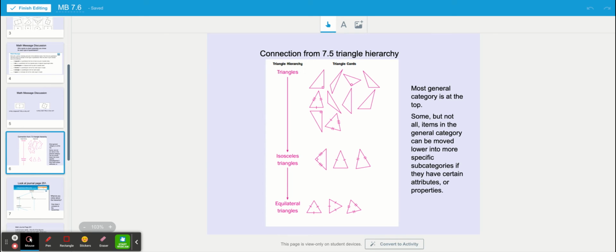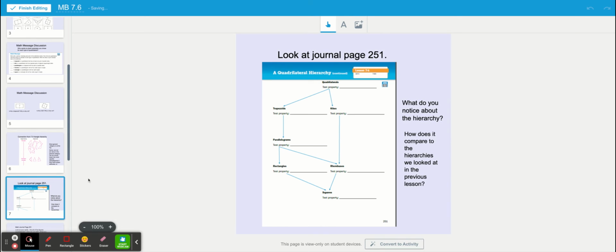Remember, some, but not all items in the general category can be moved lower. Some of them can only be specified as triangles, depending on what your subcategories are. So you want to pay attention to that. You probably get into the habit of wanting to put everything into a subcategory. But as you saw with the triangles, look how many we had that just fit in triangle. So on page 251, we're going to move towards the quadrilateral hierarchy.